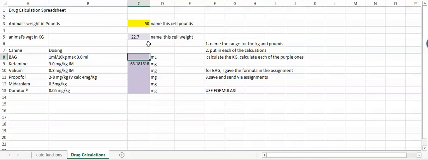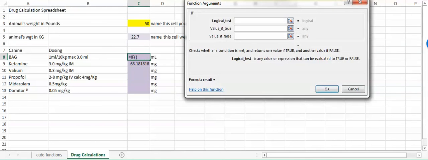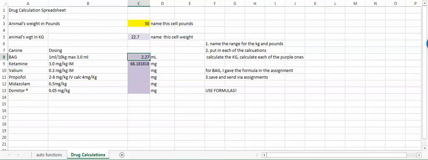BAG is trickier. We have to use an if statement. And if statements look like this. It's a logical test of what it is if it's true and what it is if it's false. So I could say, I want to know if this divided by 10 times 1 is greater than 3. If it's true, I want to use 3. If it's false, I want to use the weight divided by 10. And it built the equation for me.